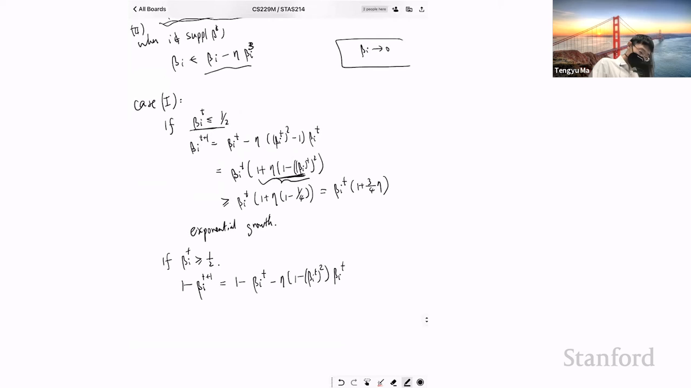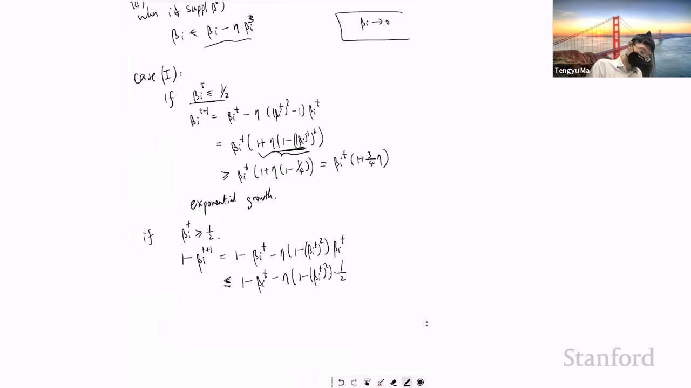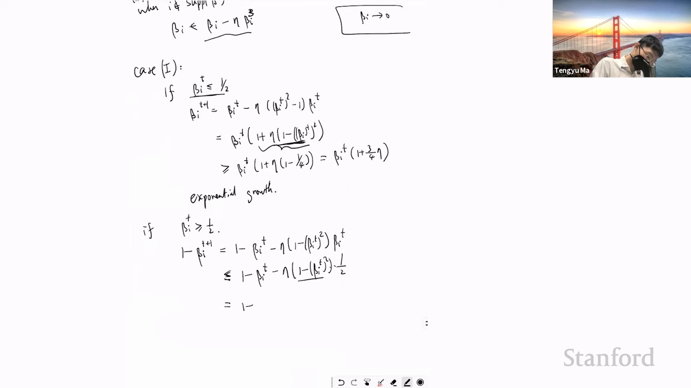And let's try to reorganize this a little bit. I guess I don't necessarily have to assume this is less than 1, so let's remove this for the moment. This is less than 1 minus β_i^t minus η (1 minus β_i^t squared) times a half, right? Because β_i^t is bigger than a half. And now you can factorize this to get a factor 1 minus β_i^t out. And this is 1 minus η (1 plus β_i^t) times a half.